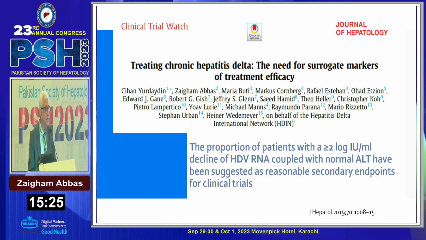Because most of the drugs that we use in the setting of delta hepatitis fail to eliminate HDV RNA, what should be the composite endpoint during research for delta hepatitis? This was the sort of consensus, which shows that if there is more than a 2 log reduction of HDV RNA along with normalization of ALT, then this may be taken as the surrogate marker for treatment efficacy. So the new studies follow this endpoint.